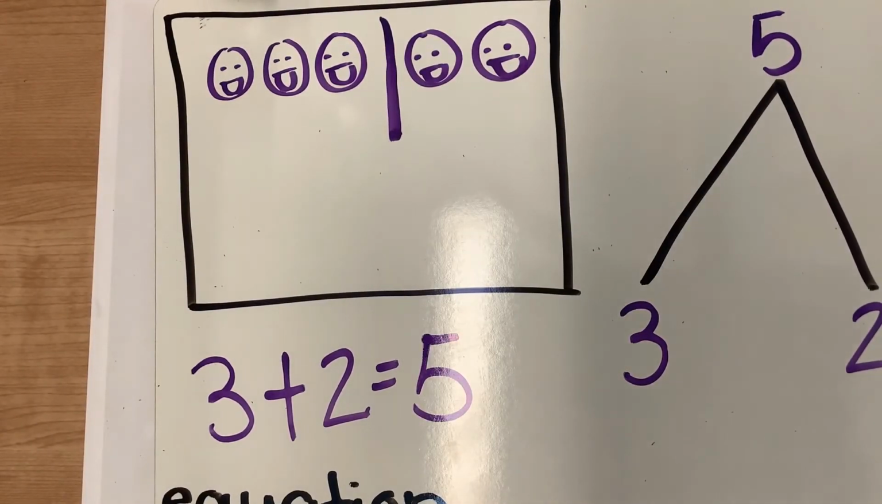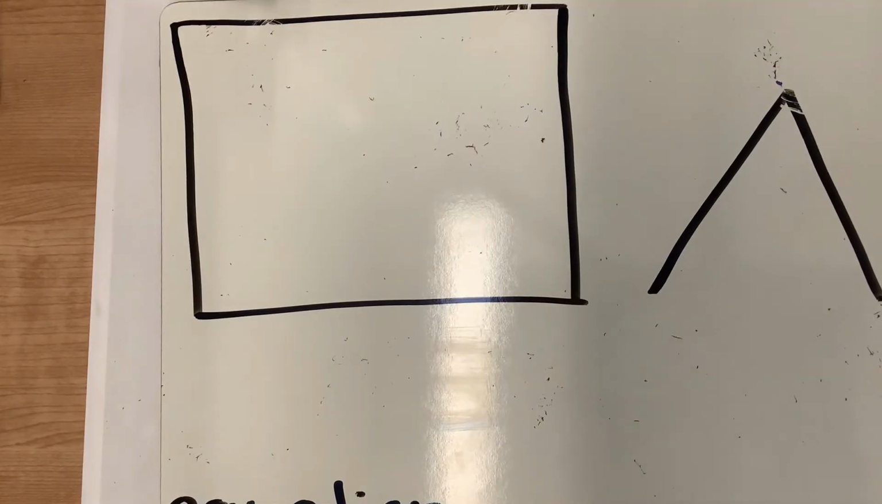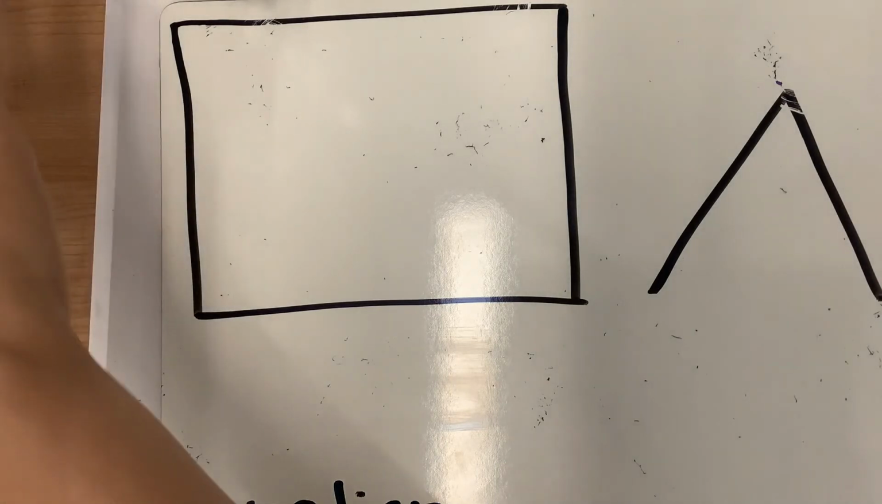Let's try this with another story. Here is another math story. In this story, we do not know what the total is. We need to find it. I buy 3 pencils. You buy 4 pencils. How many pencils do we buy all together? So let's draw that out.